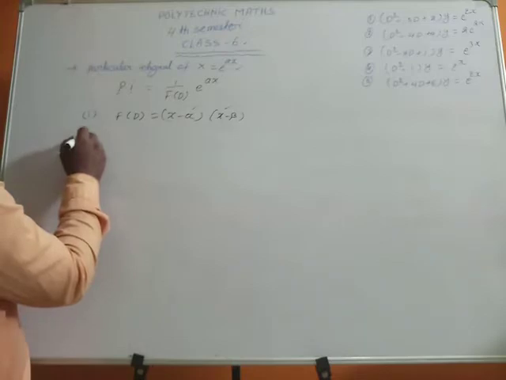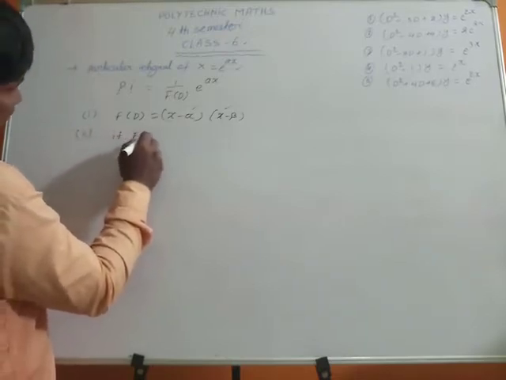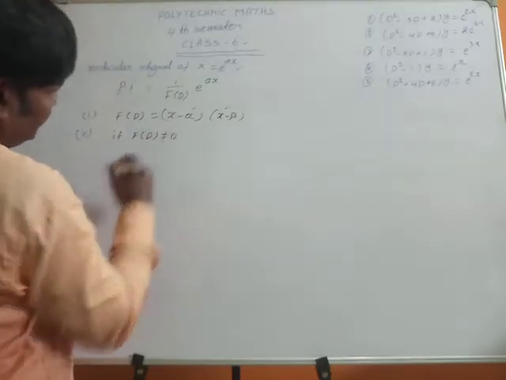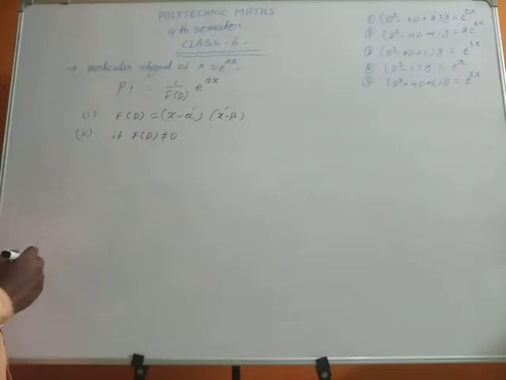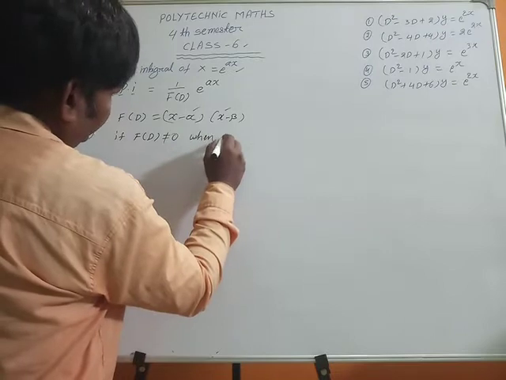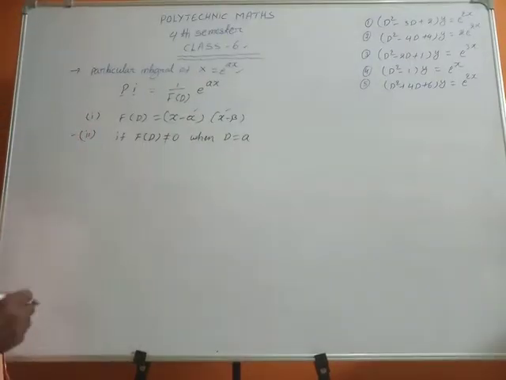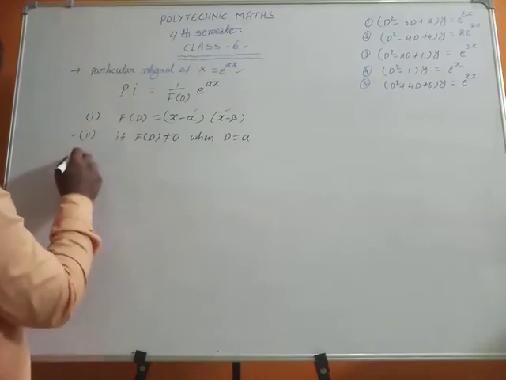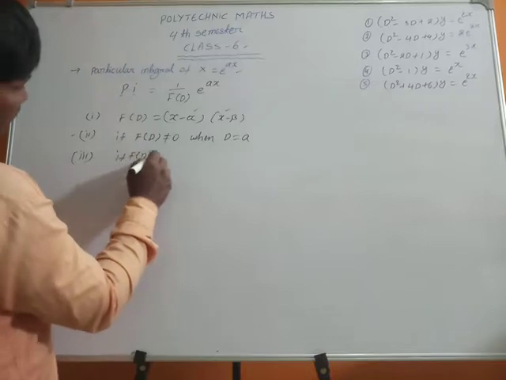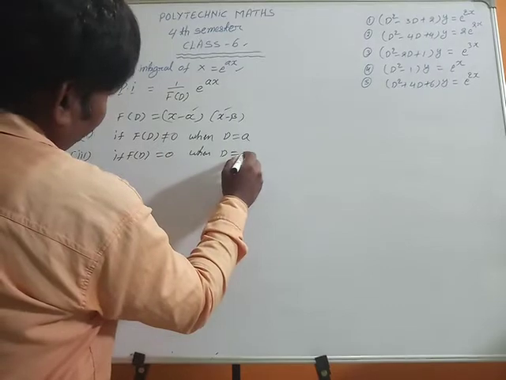The second case is if f of D is not equal to 0 when D equal to a. In that case we can solve the problem. The third case is if f of D equal to 0 when D is a.